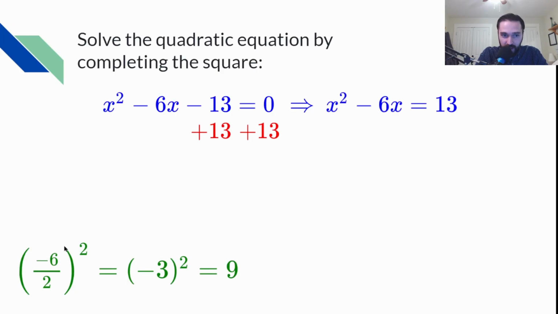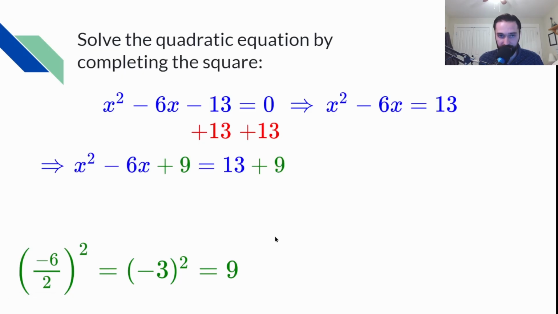All right? So negative 6 over 2 is negative 3. All right, so we're going to square that to get 9. So we're going to add 9 to both sides of the equation. We'll add 9 to both sides in green here. And on the right-hand side, that gives us 22. Okay, so we have x squared minus 6x plus 9 equals 22.